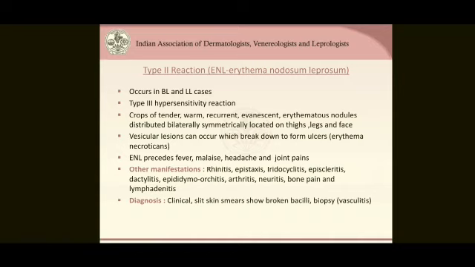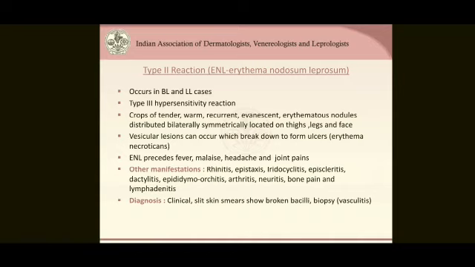Type 2 reaction is also known as erythema nodosum leprosum, in short ENL. It occurs in borderline lepromatous and lepromatous leprosy cases. It's a type 3 hypersensitivity reaction. Here, the lesions clinically present as crops of tender, warm, recurrent, evanescent erythematous nodules distributed bilaterally, symmetrically located on the thighs, legs and face. Vesicular lesions can also occur which may break down to form ulcers. These are called erythema necroticans.